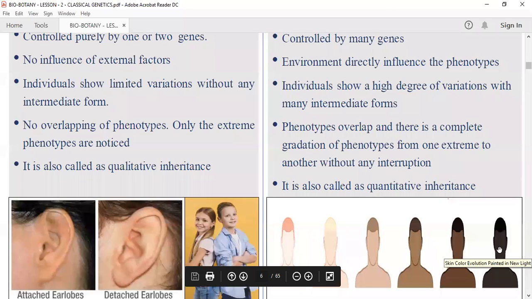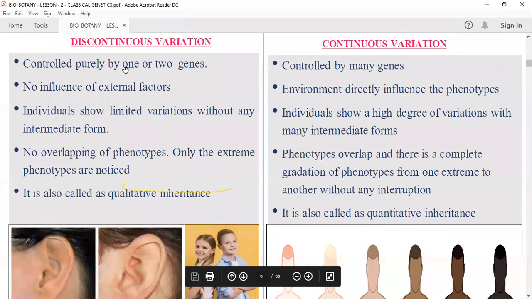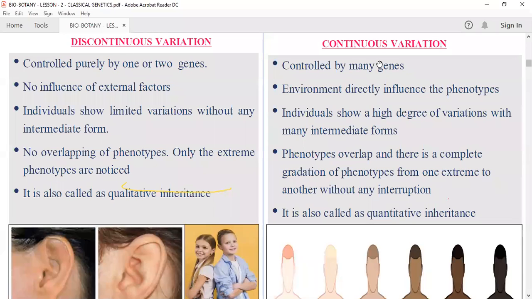On this side, a dark colored person, and then somewhat brown, a medium color, a light, slightly white, and then a pure white. Now let us see the differences in these points. First, discontinuous, as the name itself says, it is not a continuous one, and then continuous variation is a continuous one.